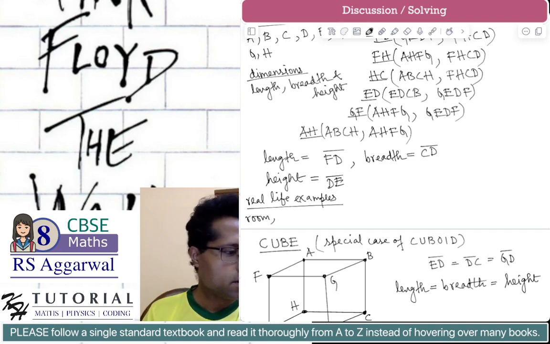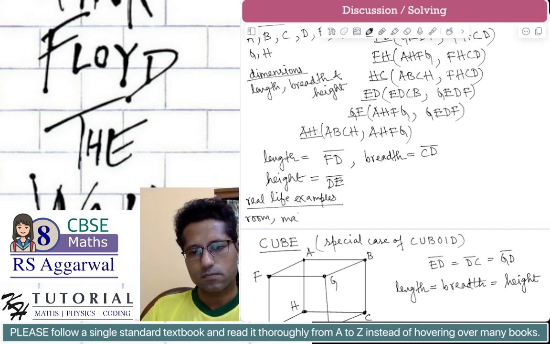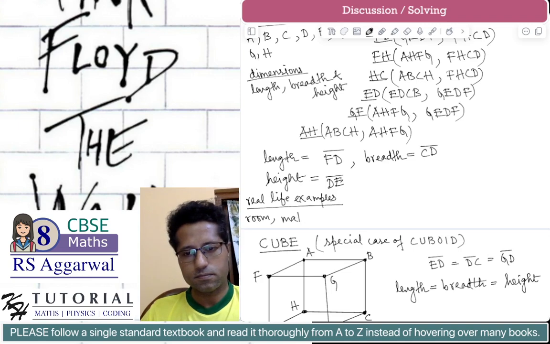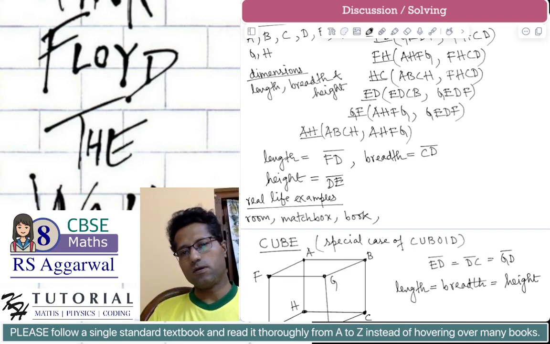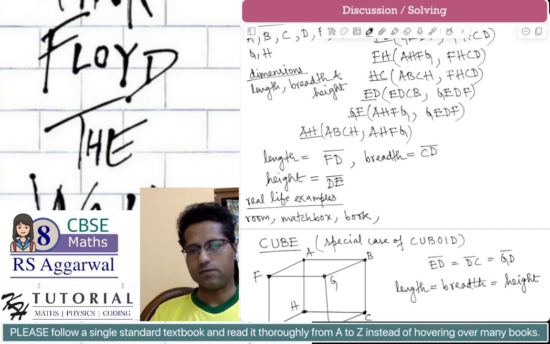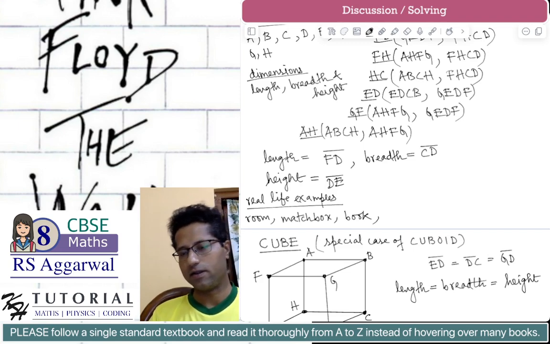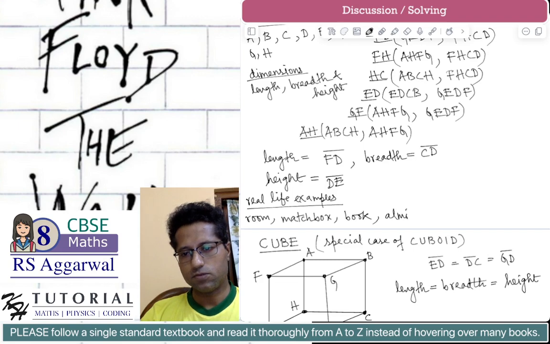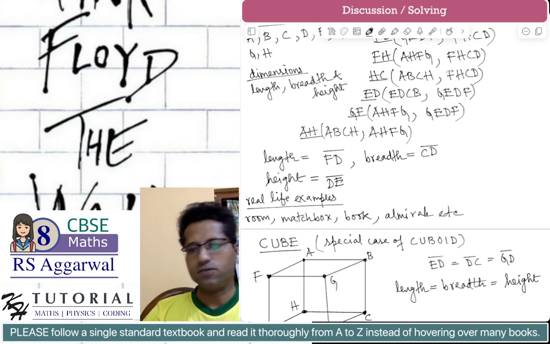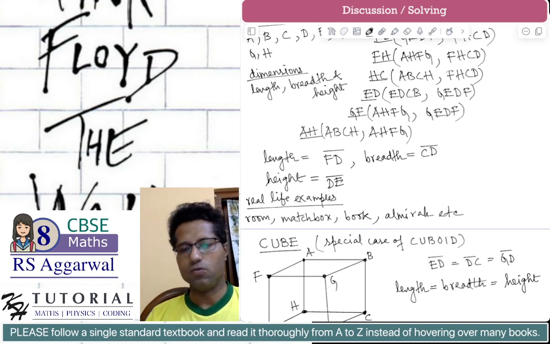A matchbox is a nice example. A matchbox, a book, any object that has the dimensions of length, breadth, and height, where all the edges are straight and all the faces are rectangular. You can also consider an almirah. So these are some real life objects that have the shape of a cuboid.